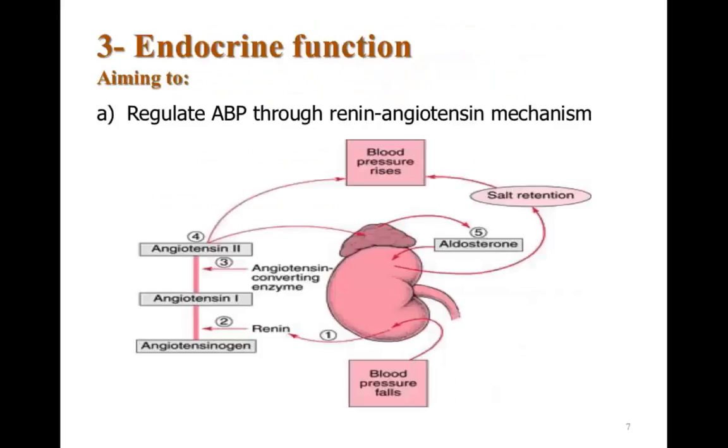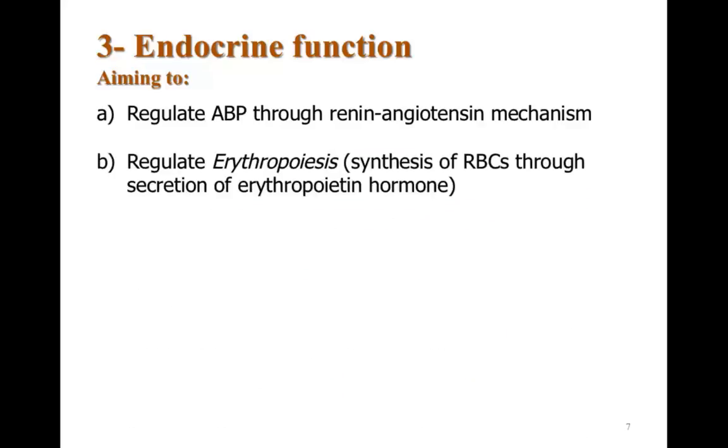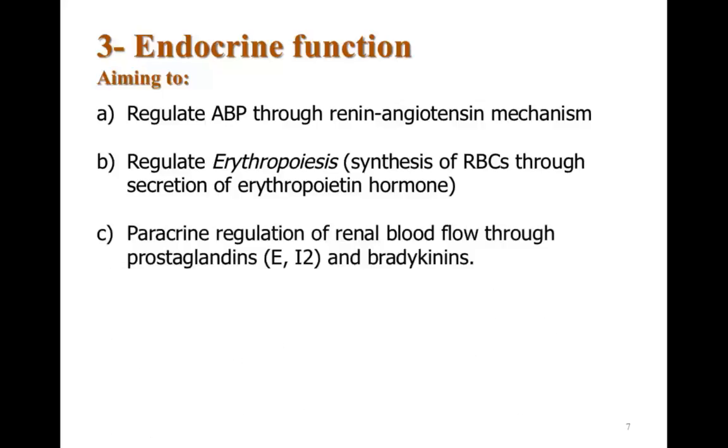3. Endocrine function, aiming to regulate arterial blood pressure through the renin-angiotensin system. And you need to be aware of that. Renin is synthesized in the juxtaglomerular apparatus, as we're gonna discuss later. It also regulates erythropoiesis, or synthesis of RBCs, through secretion of the erythropoietin hormone. Also paracrine regulation of renal blood flow through secretion of prostaglandins E and I2, as well as bradykinins.